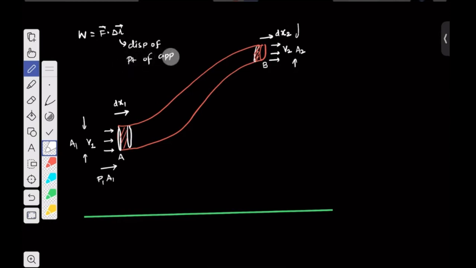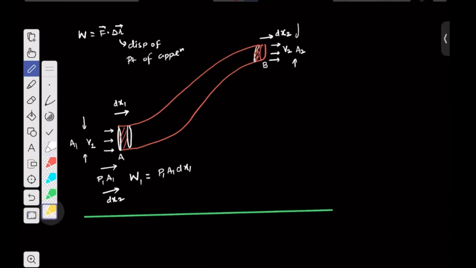And here the point of application of the force will be moved by an amount dx1. So the work done here at the entry, W1, if I write it down, is going to be P1 A1 dx1, since the displacement happened in this direction only.